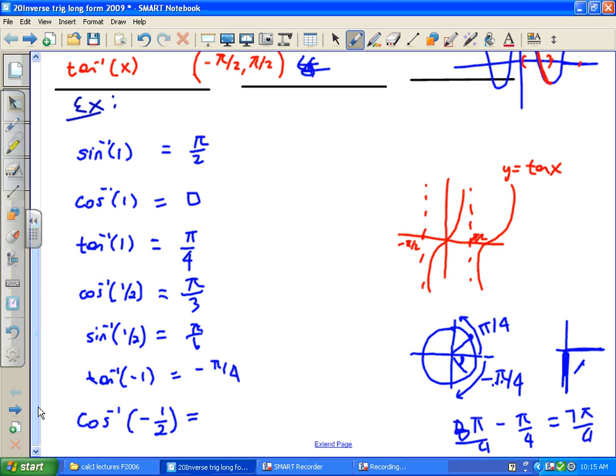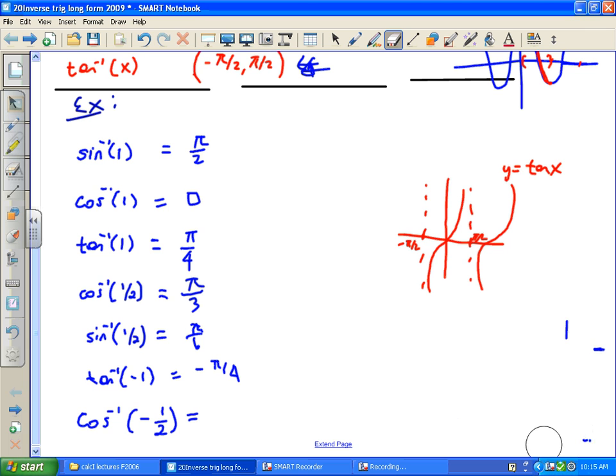Okay, finally think about cosine inverse of negative a half. What would that be? Cosine inverse of negative a half. First, do we know where cosine inverse of 1/2 is? We already did that, right? Cosine inverse of 1/2 is pi over 3. Say over here is pi over 3.